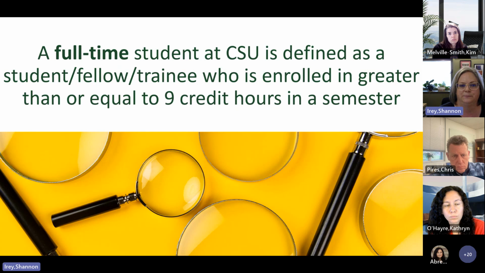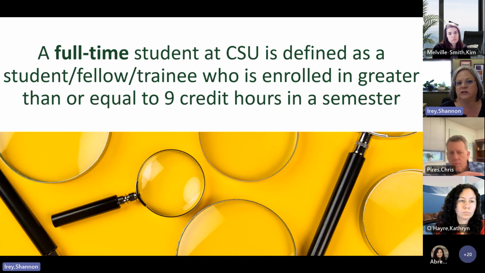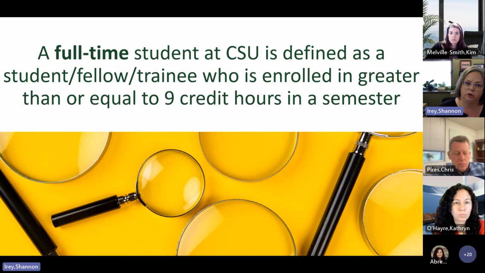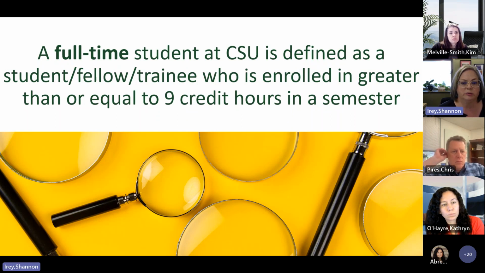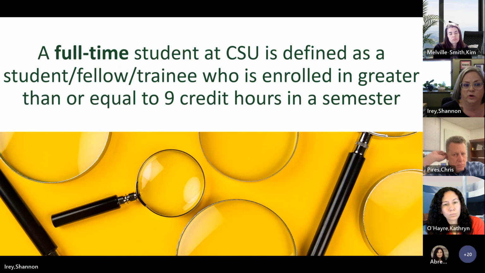So let's make sure that we understand the difference between being a student and being a GRA, because they're tied together, but they're not exactly the same thing, right? In order to be a GRA, you only need to be enrolled in 1 credit, which is different than being a full-time student.